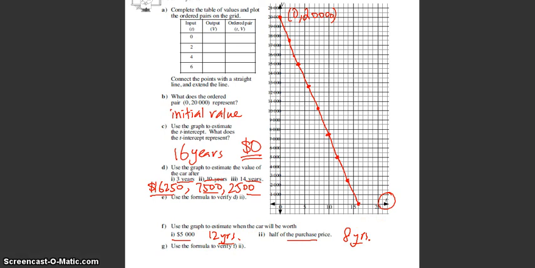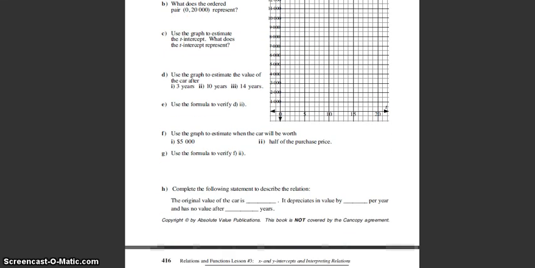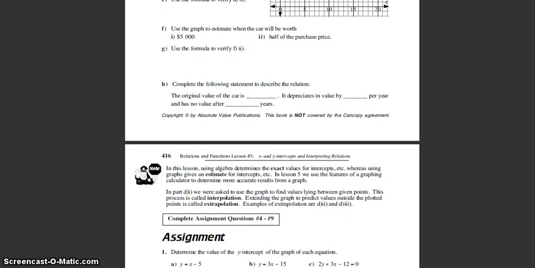Now, we're almost done with this unit. Let's finish the fill in the blank here. Complete the following statement to describe the situation. The original value of the car is 20,000. It depreciates in value by 1,250 per year and has no value after 16 years.